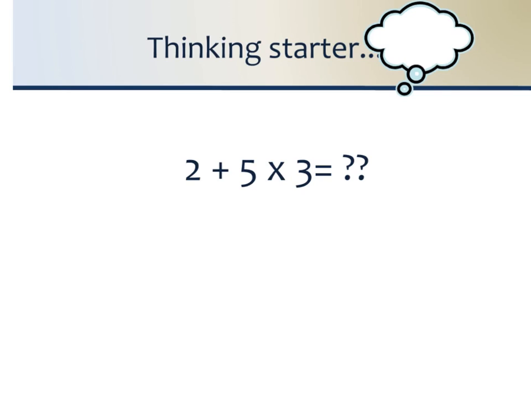Now, what some of you might have noticed is that there might be two possible answers to this question. One of them 17 and one 21. How can that be in maths? How could we possibly have the same question giving us two different answers? That's a problem. So what we're going to learn about now is how we get around that problem.